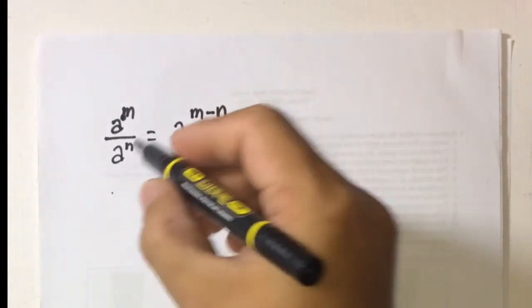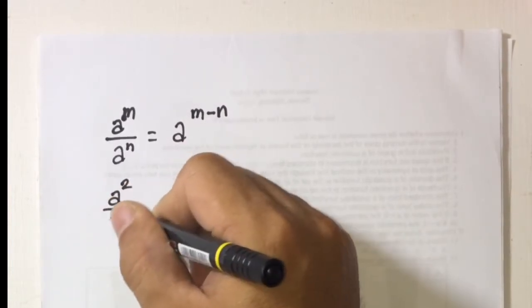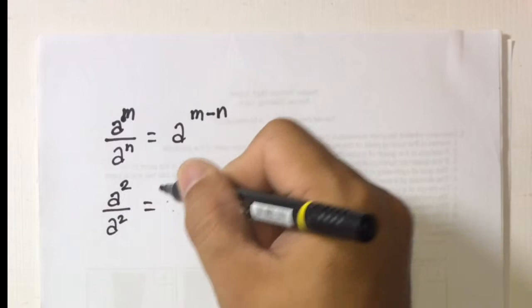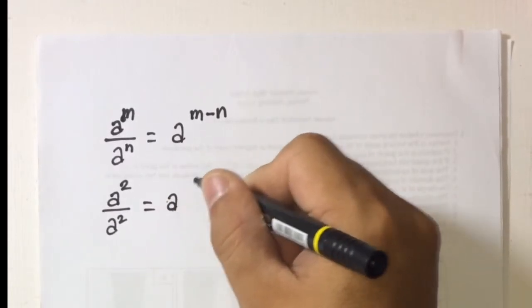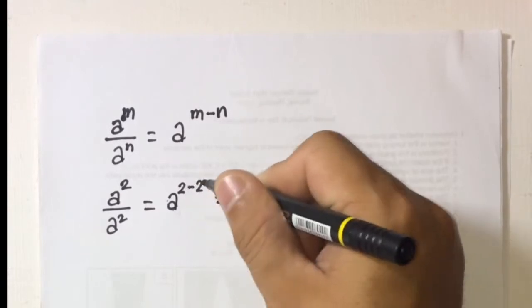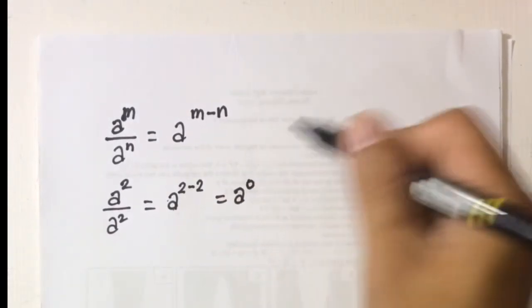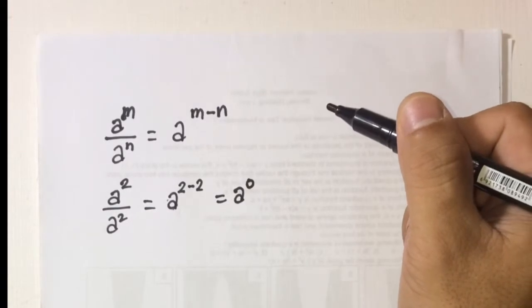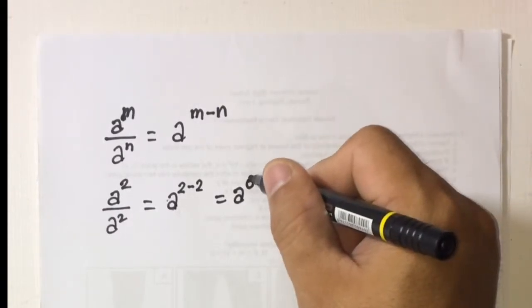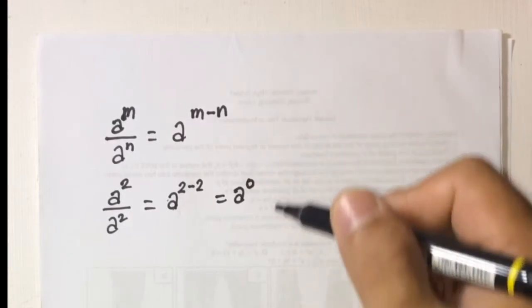Now, if we're going to follow this one, for this example, let's have a squared over a squared. That will become a to the power of 2 minus 2. And 2 minus 2 is 0. So the answer here will be a to the power of 0. Now in here, this is the reason why we are having 0 exponent.